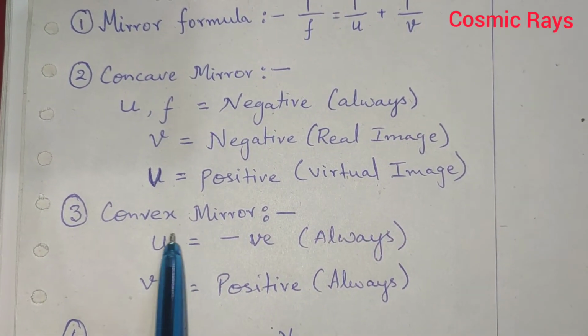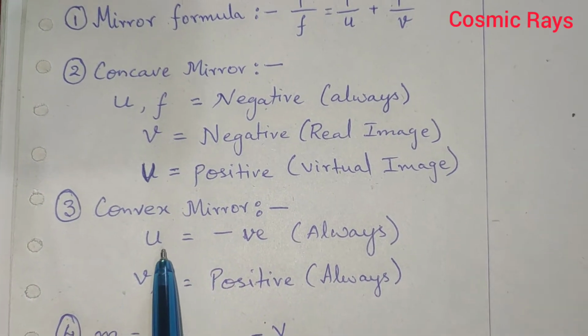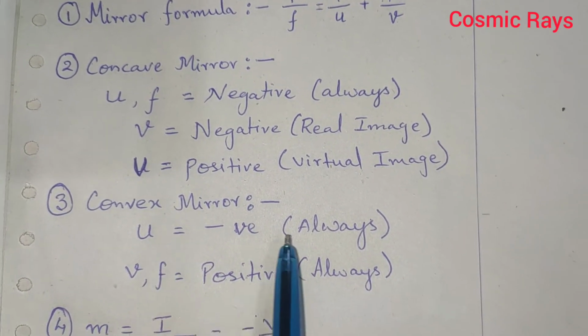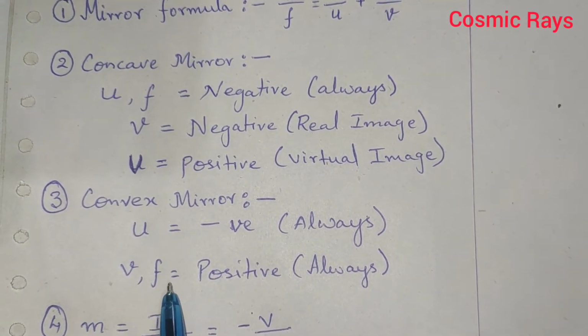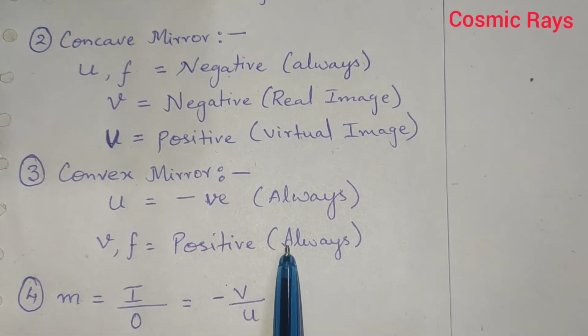And when we talk about convex mirror, then u, that is object distance, is always negative, but the image distance and focal length, they are always positive.